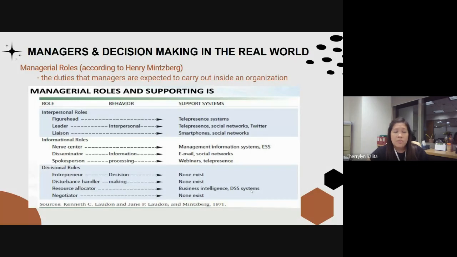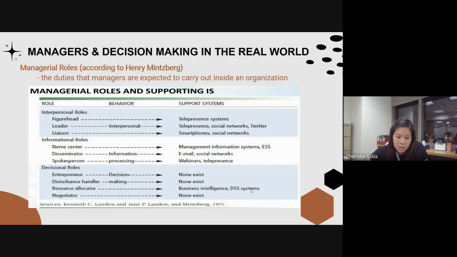According to Henry Mintzberg, ito daw yung mga managerial roles. So the duties that managers are expected to carry out inside the organization. So sabi ni Mintzberg, it can be divided daw into 3 groups. So, nandiyan yung interpersonal, informational, saka mga decisional.